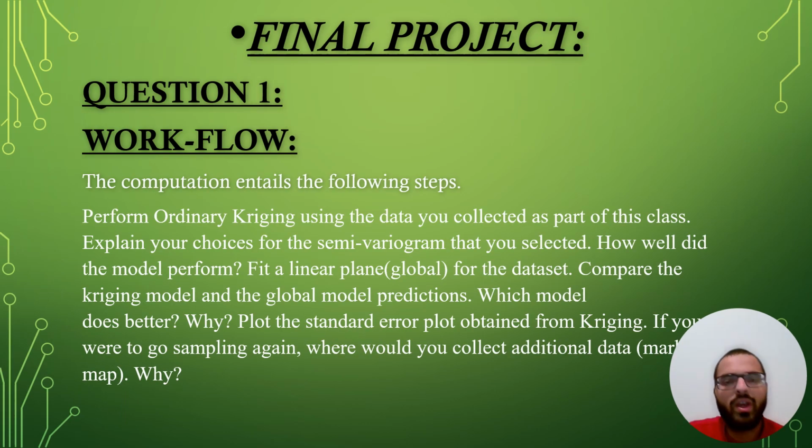So, for the final project, question number one, the workflow is that we need to perform ordinary kriging using the data we collected in class, and then select the type of semi-variogram. Then we need to tell how well the linear model fit and performed, compare the kriging model and the global model predictions, and say which model does better. We also need to plot the standard error by kriging and tell, if we sample again, what the best area is.